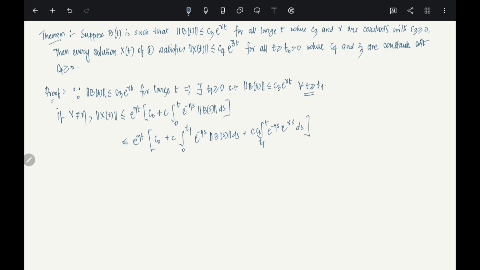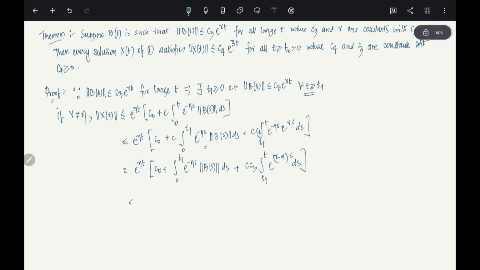Yes. So if that is true, now you see, then we can write it like this: e to the power eta t times C naught plus, this we will just leave as it is, the integral 0 to t1 of e to the power minus gamma s norm of b(s) ds, plus, you see, C3 times the integral from t1 to t. Now this is nothing but e to the power gamma minus eta times s ds, right? That's what we are going to get. Now so we can write it like this.